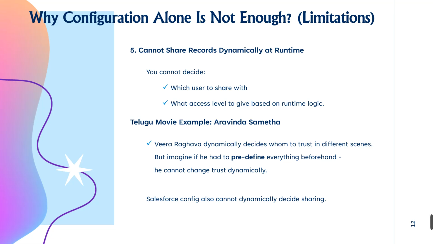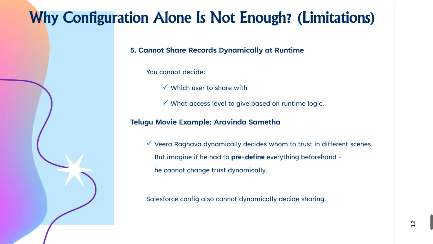I will try to give a very simple example. Suppose imagine you have a secret file. Sometimes you want to give it to your best friend, or sometimes to your brother, or sometimes to no one. So this changes based on the situation. That is what dynamic means: it changes based on the situation.